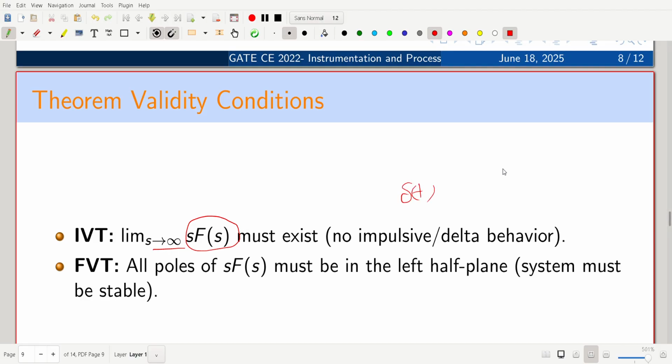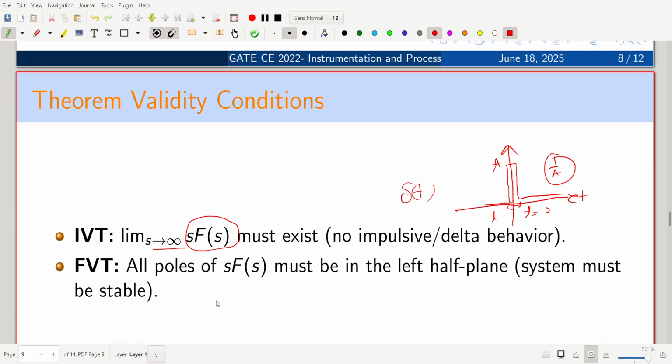Delta behavior, an impulsive response, means that at t equal to 0 we are giving a very high amplitude. But the impulse response area would be 1, so this time span is 1 by a. In a very small time we are giving a very high amplitude. This should not exist.